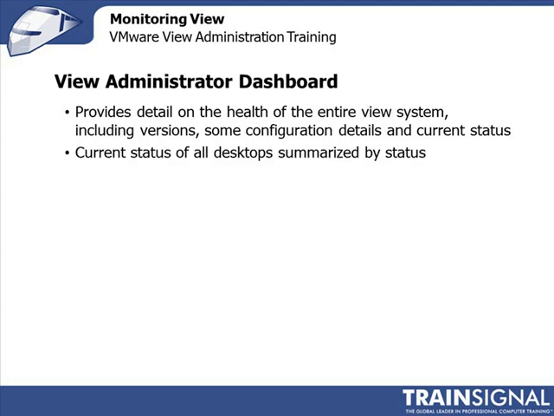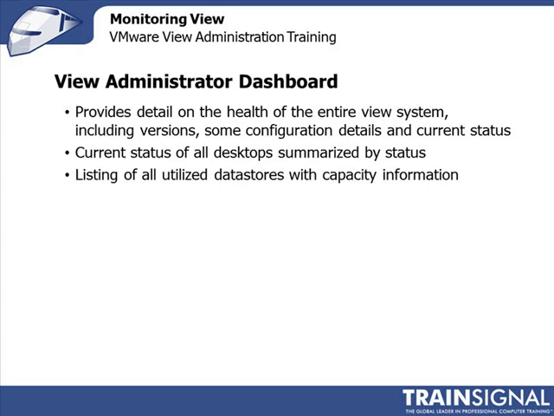Another section of the View Administrator Dashboard provides the current status of all the desktops, summarized in a tree form based on the state of the desktop itself. So all the desktops that have some sort of problems will be collected under one grouping together, and all the desktops that are currently going through the provisioning process will be grouped together as well. Finally, all desktops that are provisioned without any errors will be grouped together. The final section within this dashboard is a listing of all the data stores that are utilized by any desktop pool, and will include capacity information, including warnings that can alert you when a data store is almost full.